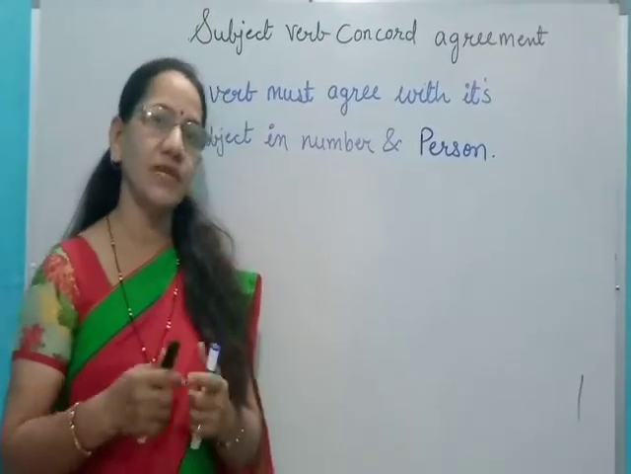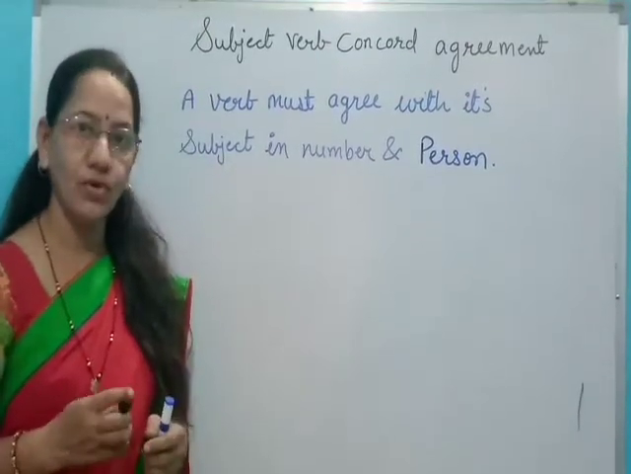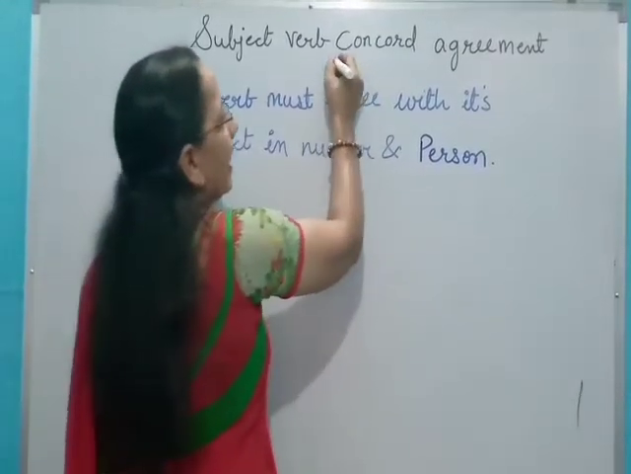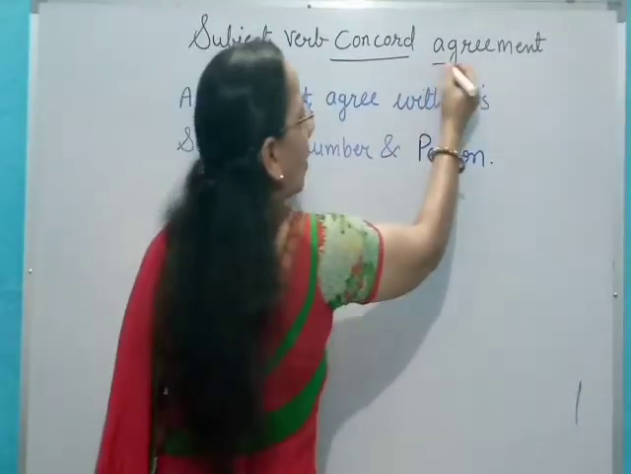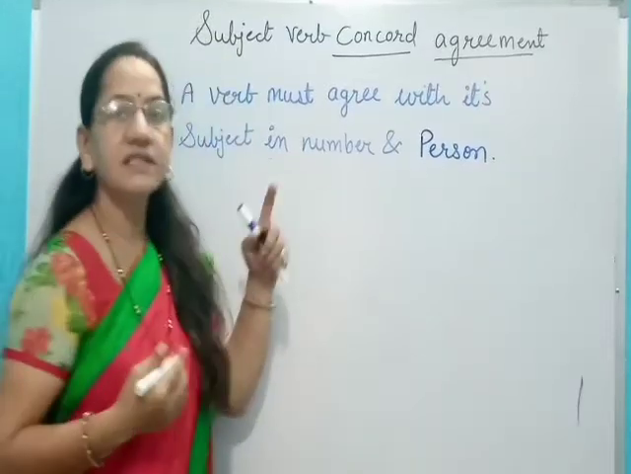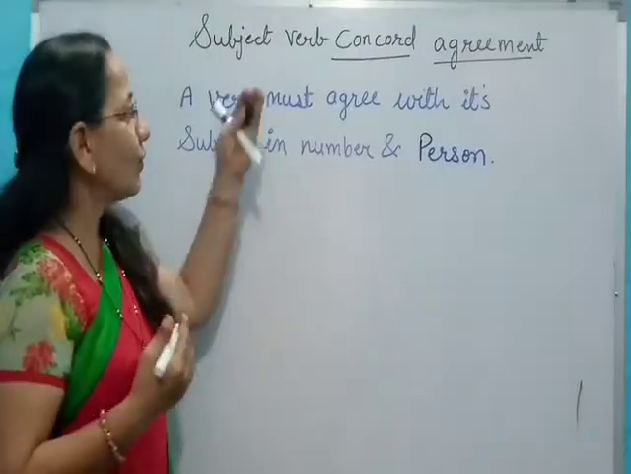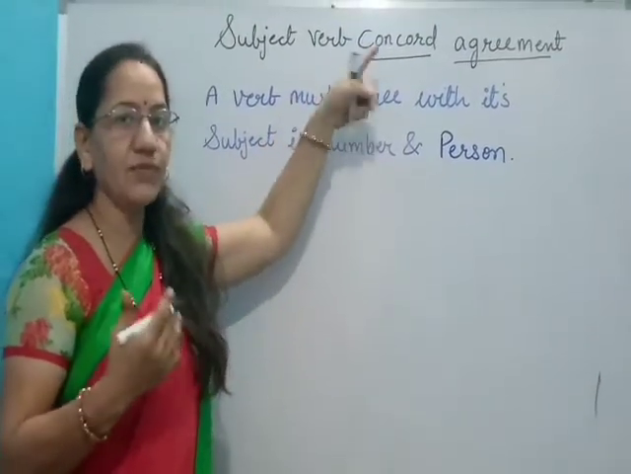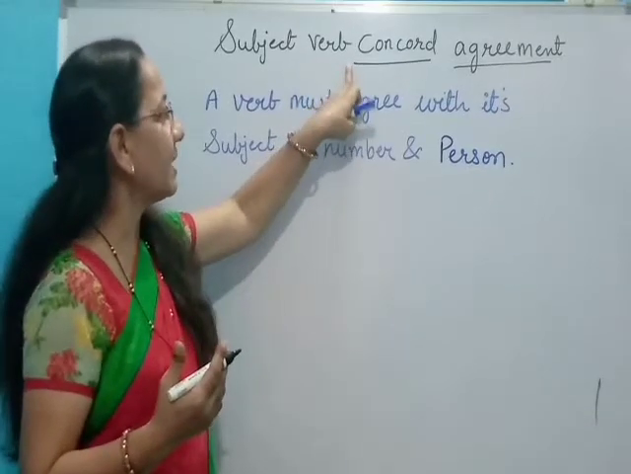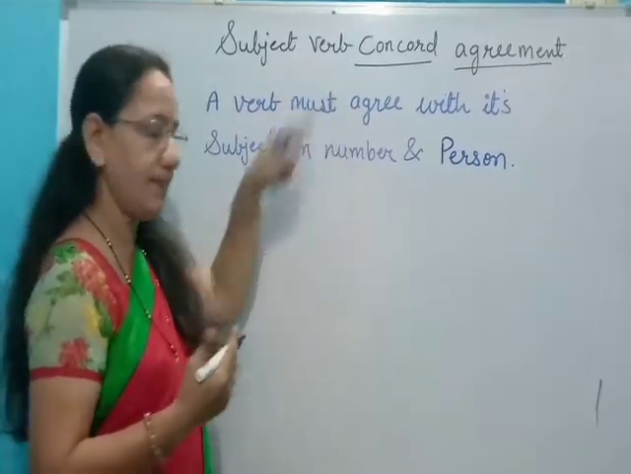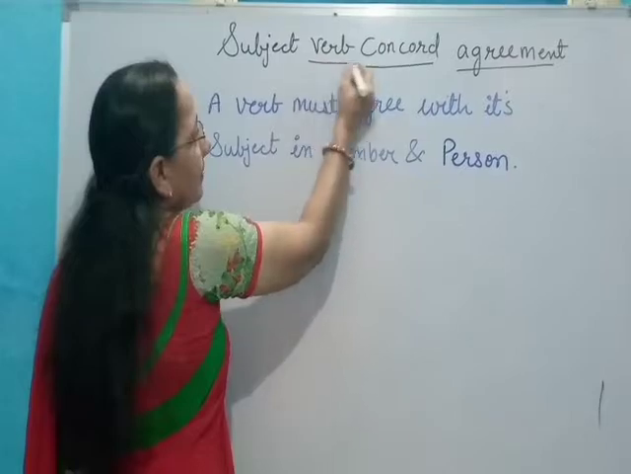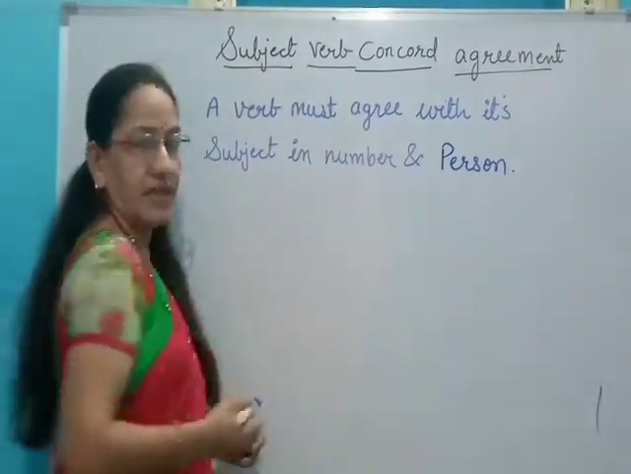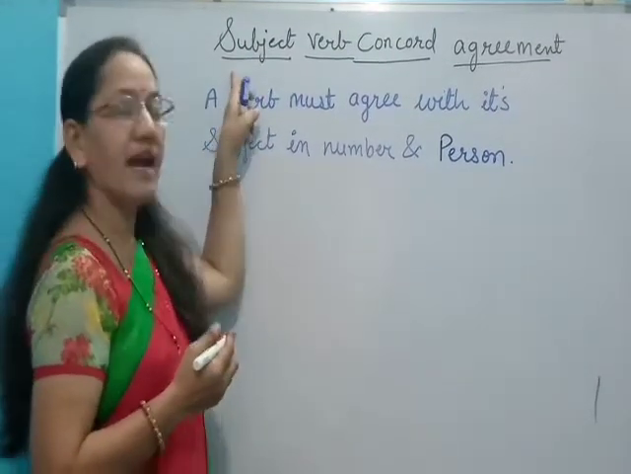So what is subject verb concord? What is the meaning of concord? Concord means an agreement, or in Hindi, समझौता और सहमति. Subject verb concord means an agreement between subject and verb, an agreement of the verb with its subject, in number and person.